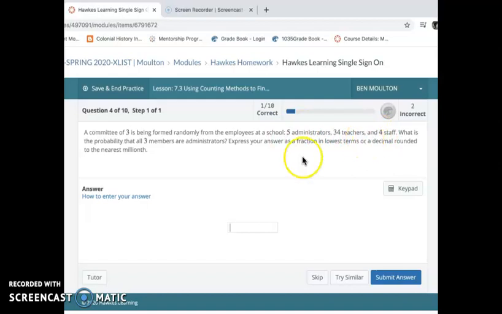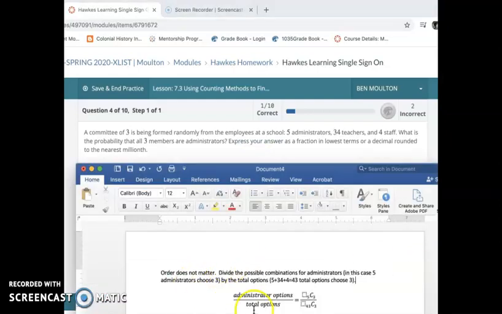What's the probability that all 3 members are going to be administrators? And express your answer as a fraction or a decimal. I'm going to go with a fraction because I usually do. So how do we set this up? I went ahead and created this little help sheet, if you will.